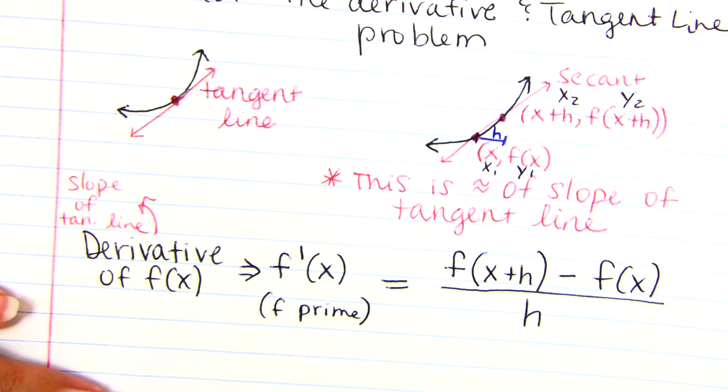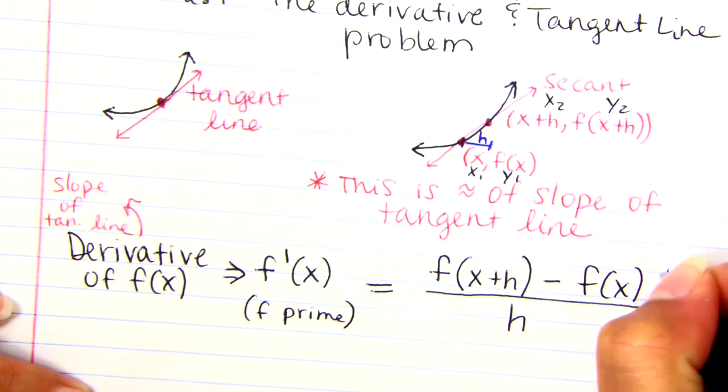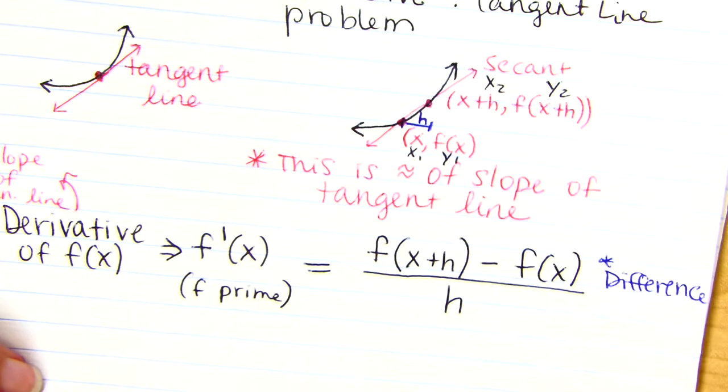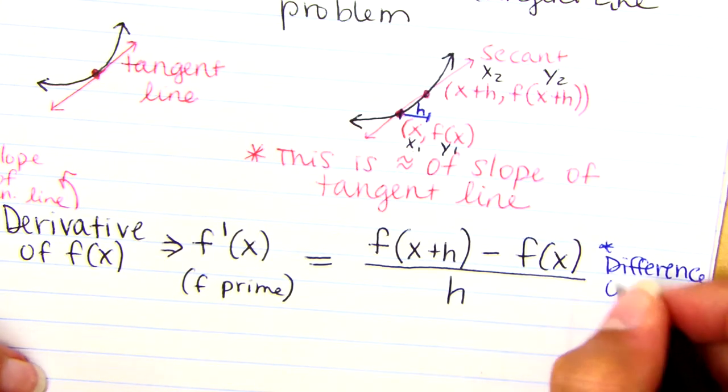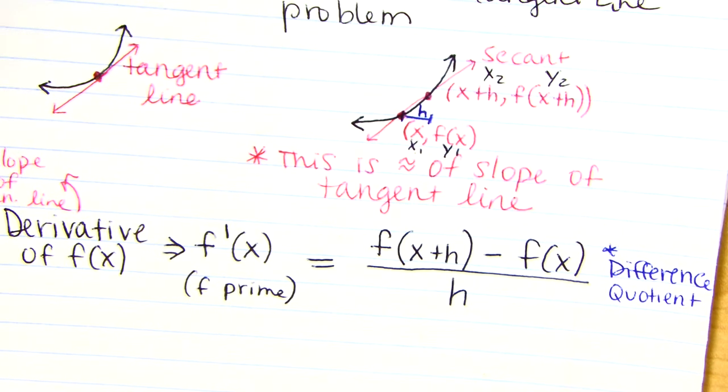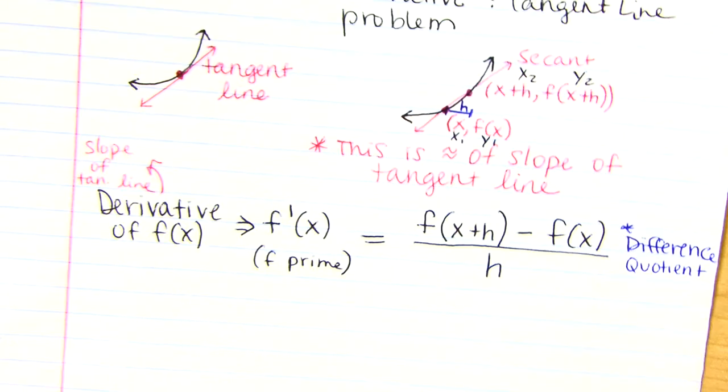Point slope form. Okay. This is the... no, not point slope. I don't ever want you to think this is point slope. This is the difference quotient. It's okay, I recognize it though. Good. That's all I need at this point. I need you to recognize it.